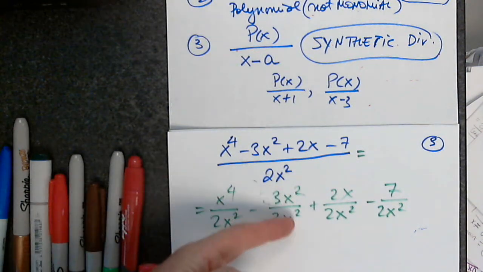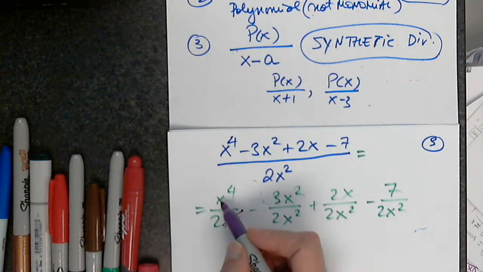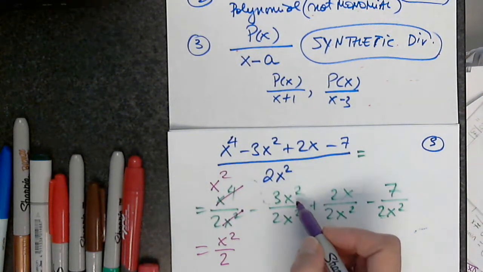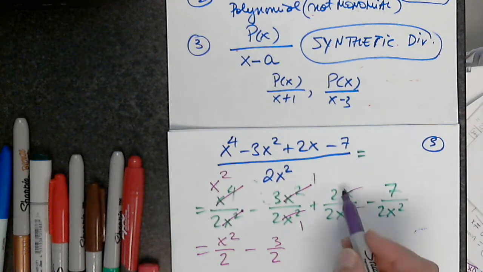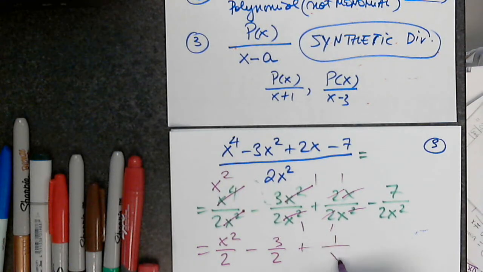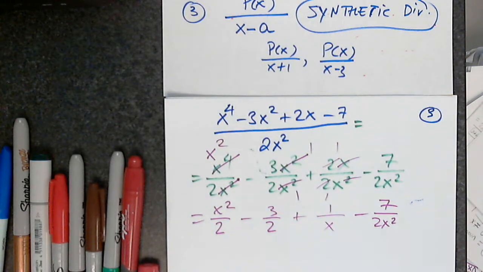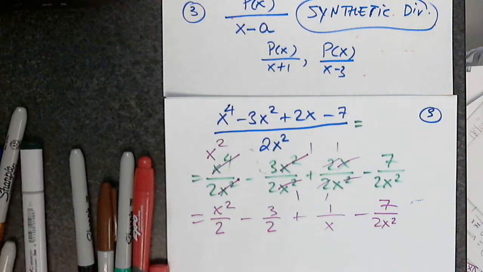And now I will try to simplify each fraction by itself. The first one, I will cross out 2 x's from the denominator with 2 x's from the numerator, so I get x squared over 2. And the next one, I will cross out x squared with x squared, and I get negative 3 over 2. In the next one, I will cross out an x and a 2, so I get positive 1 over x. And in the last one, I cannot cross out anything. So that's the example of dividing a polynomial by a monomial.